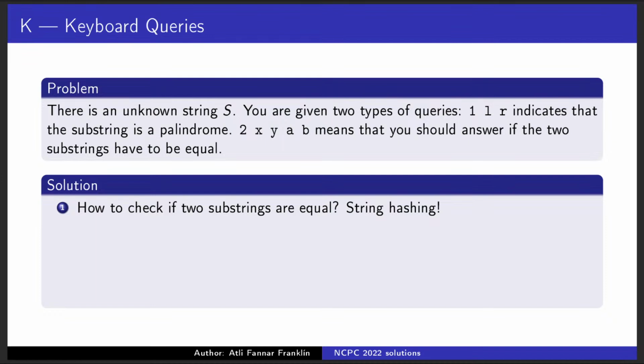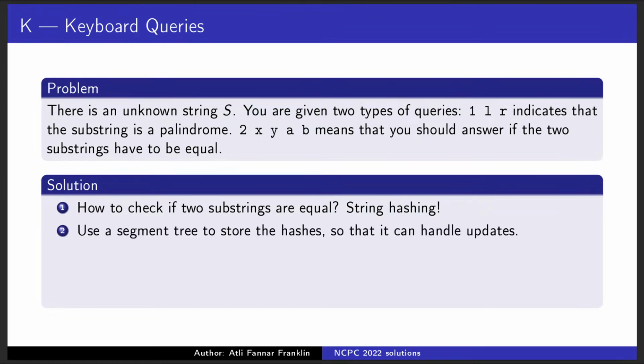So for this, we will use string hashing. We will store the prefix sums of the hashes, and we can get the hash of a substring in constant time. And this is very helpful. It will allow us to compare strings in constant time. However, we will also need to update this string as we get new information, so we can't use prefix sums. We will use a segment tree instead, so we can update these hash values.